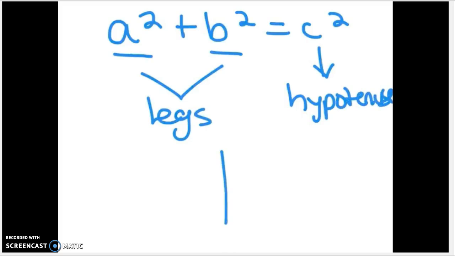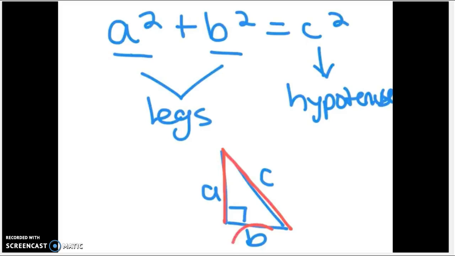So if we have a right triangle, as long as we have this 90-degree angle, we know automatically this is my A, this is my B, and the line that connects A and B is that C, the hypotenuse. So today what we're going to focus in on: what if I give you the hypotenuse and a leg? How do we find that missing leg?